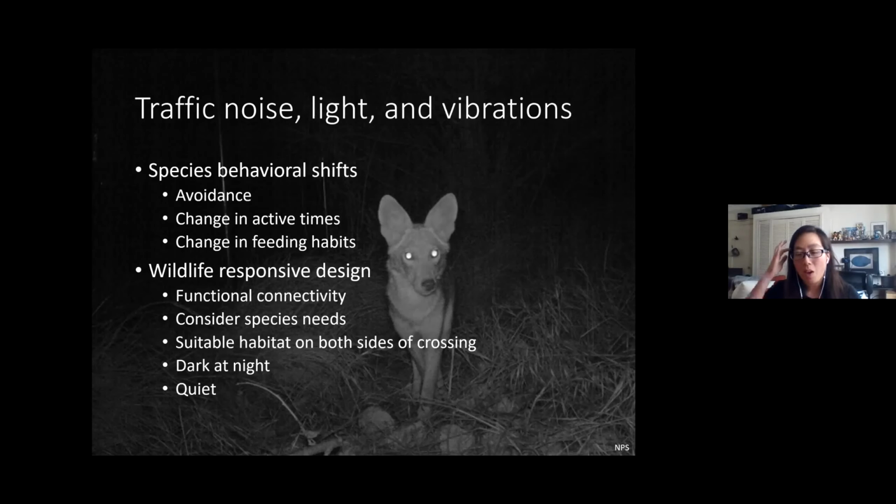Another thing that would help is, when it's nighttime, those areas need to be dark. A lot of times street lights can prevent some animals from moving across these crossings. And the same with sound. If we can find ways to make the entrances to the crossings darker and quieter, with sound berms or light barriers and things like that, then animals will be more likely to use the crossings, and then they can become more functional connectivity.